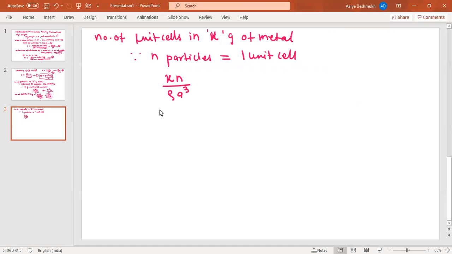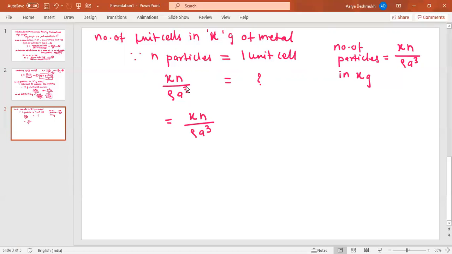What is this? This we just now did. That is the number of particles in x gram of metal, that is equal to x into n divided by rho A cube. Okay. So now we are finding out number of unit cell in x gram of metal. So first we'll have to go for the number of particles. Isn't it? So number of particles will be equal to how many unit cells here. So that will give you, if you cross multiply, x into n divided by rho into A cube into 1 by n. Isn't it?